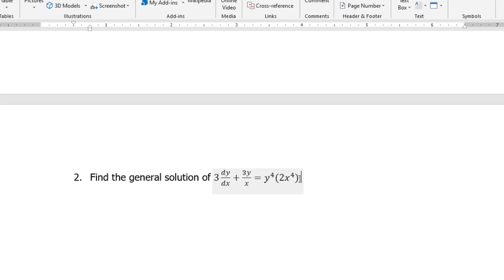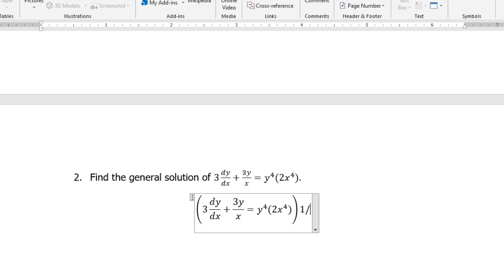Second problem, which is find the general solution ng 3 dy/dx plus 3y over x is equal to y to the 4 multiplied by 2x to the 4. So, separate natin si dy over dx. So, kailangan natin mag-divide by 3, or multiply tayo ng 1/3.